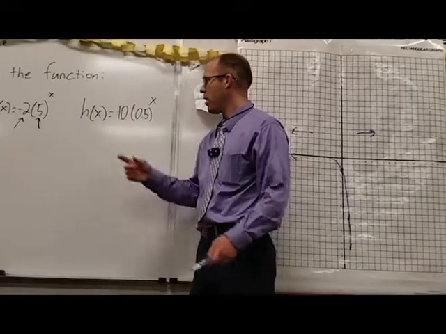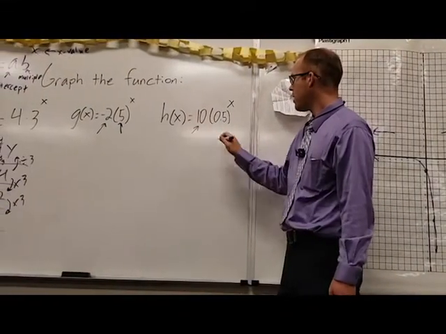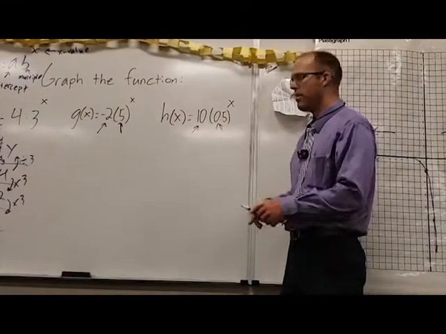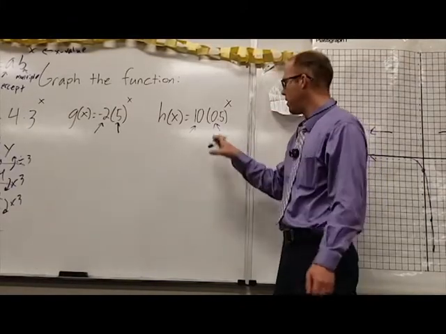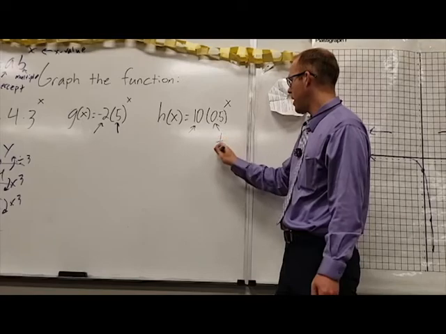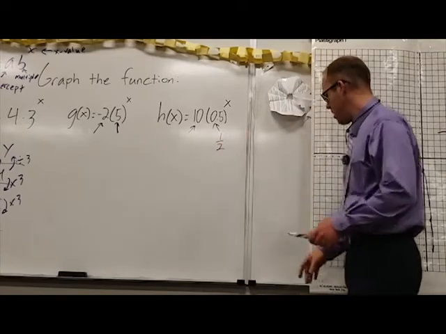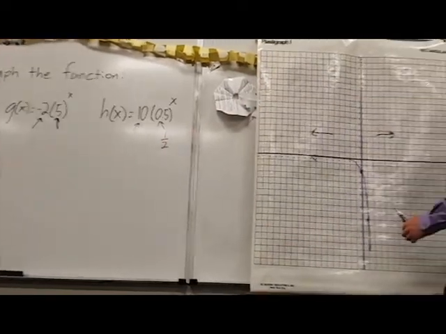Let's take a look at one more right here. We spot that our y-intercept is 10 and our multiple is 0.5. If we multiply a number by 0.5, that cuts it in half. That's the same thing as multiplying by 1/2, so you might think of it this way. All right, let's take a look at what that does to the graph.